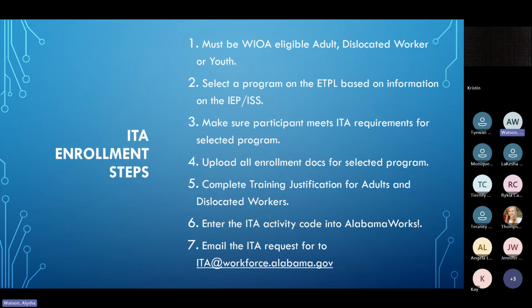Now, you don't complete this, but the training justification must be completed for adults and dislocated workers. Next, the ITA activity code must be entered in Alabama Works. And then last, the ITA request is emailed to ita@workforce.alabama.gov.